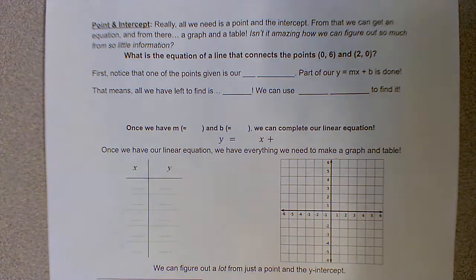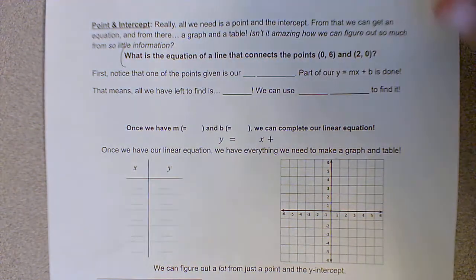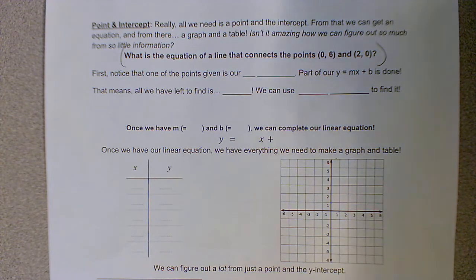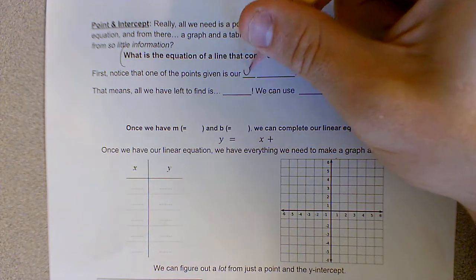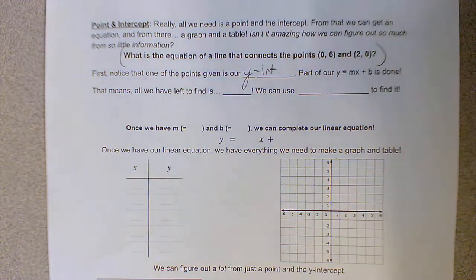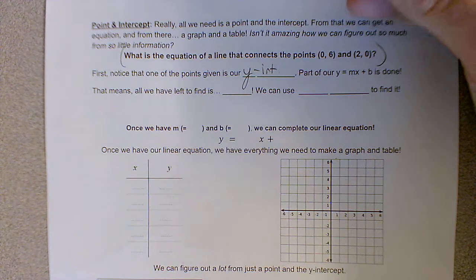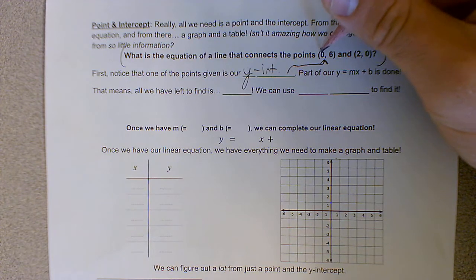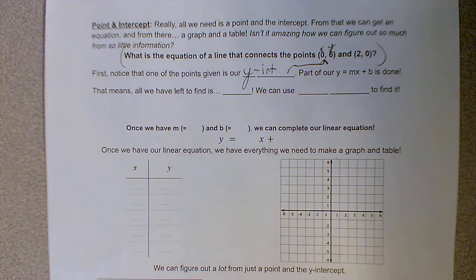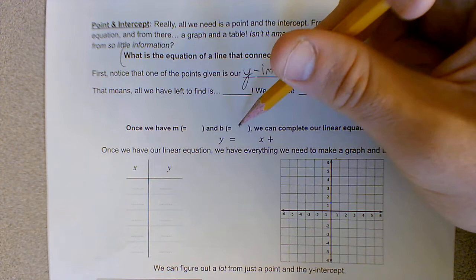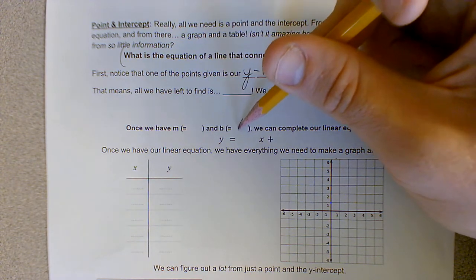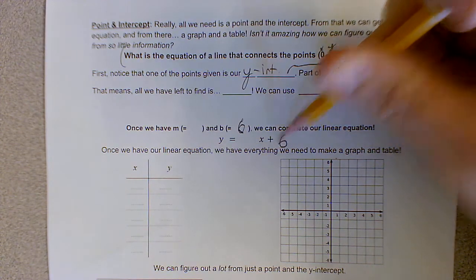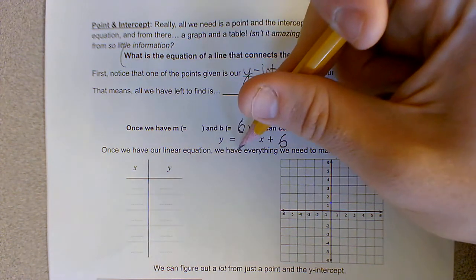We're going to start with a question. What is the equation of a line that connects (0, 6) and (2, 0)? First, notice that one of our points is our y-intercept. Part of our y equals mx plus b is already done. This point, (0, 6), its x value is 0, so it's our y-intercept. Our y is 6. I'm going to go ahead and fill this information here, that our b is 6. And at the bottom, I'm going to fill in the equation. We have plus 6. That means all I have left to get is my slope.